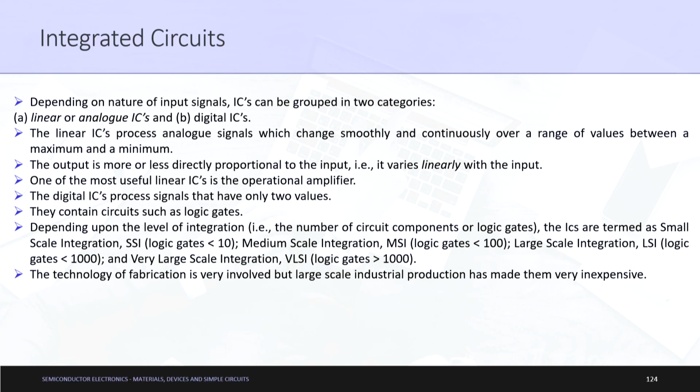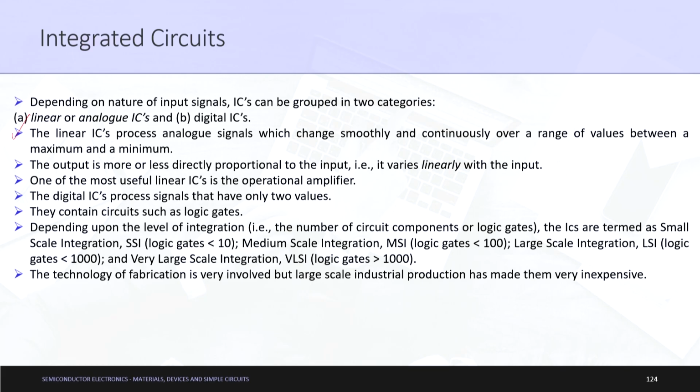The linear ICs process analog signals which change smoothly and continuously over a range of values between a maximum and a minimum. So, what does it mean by linear IC? A linear IC processes analog signals. It is quite evident, it is a linear analog IC, so it will produce analog signal only. A digital IC will produce digital signal.